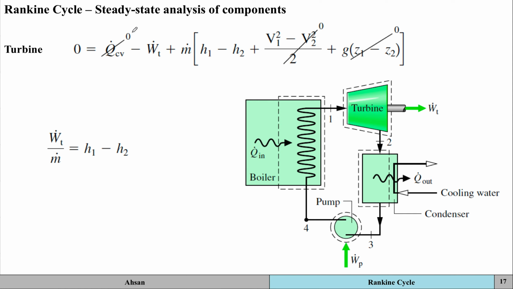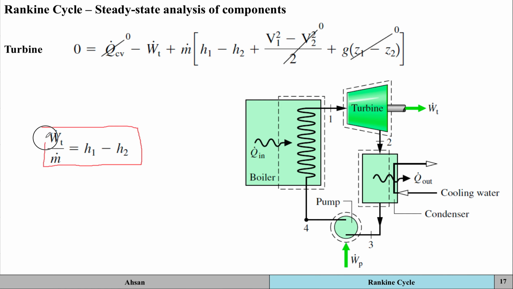The Q dot is 0 as well over here. You've got obviously work that is being done, so that stays. M dot into H1 minus H2 plus your kinetic energy term here and the potential energy term here. The kinetic energy term and the potential energy terms are usually neglected for a turbine, so these go to 0. And then from this is the equation that you get.